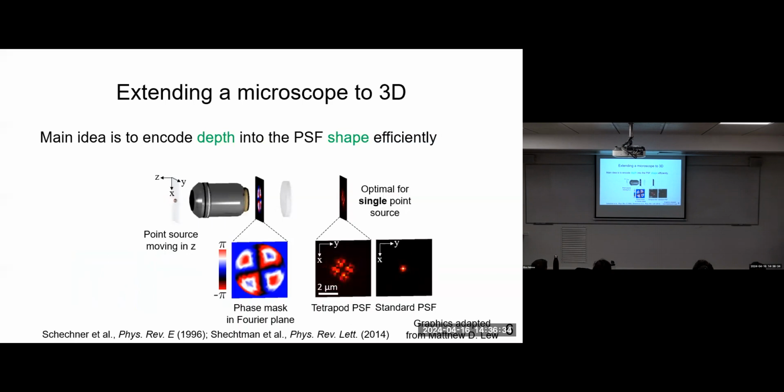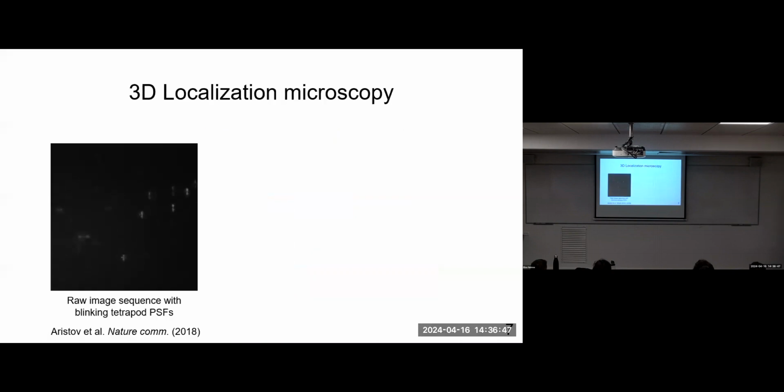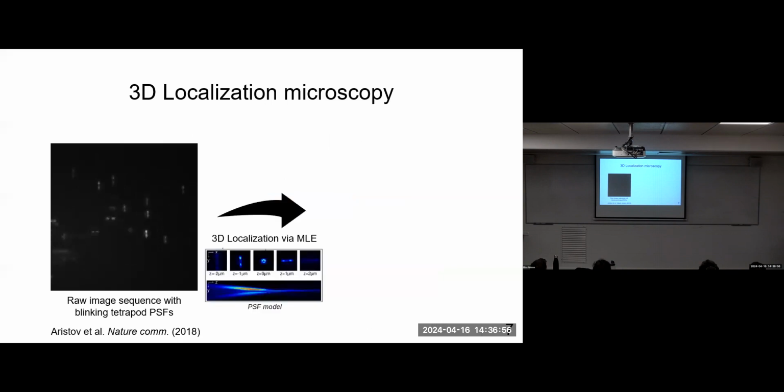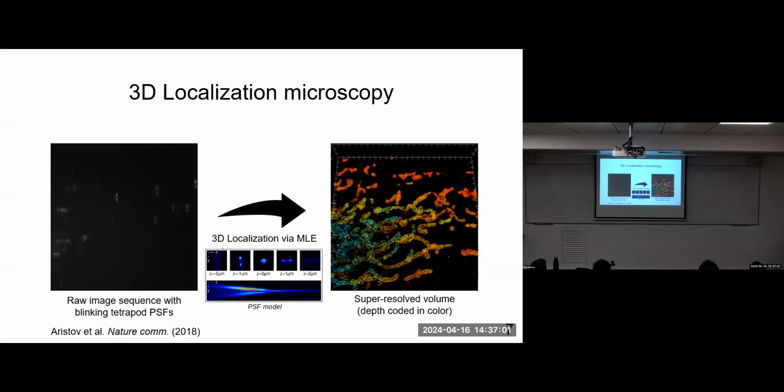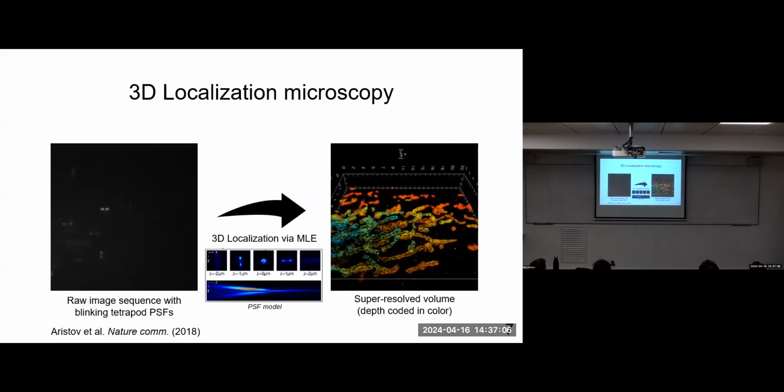Specifically, this PSF is called the tetrapod PSF, and was shown to be optimal for estimating the 3D position of a single point source. Now, using this trick, how can we extend the previous approach I showed you to 3D? Well, it's rather simple. You insert the phase mask into your optical system. You measure again a movie of blinking point sources attached to your sample. And now, using some algorithm or some model of your shapes, you can super resolve or reconstruct a 3D point cloud or a 3D volume.